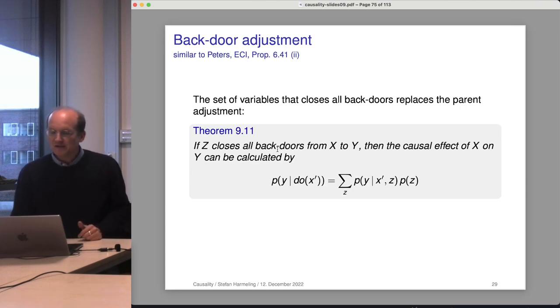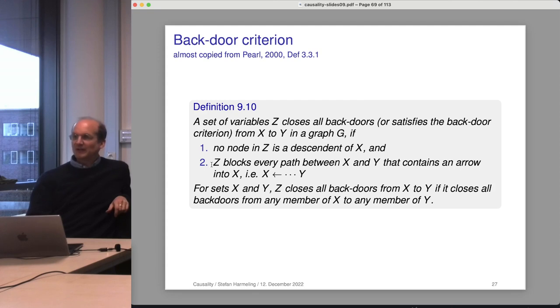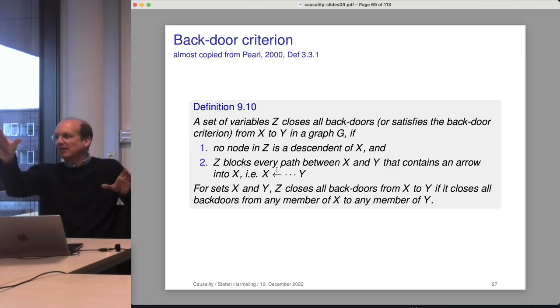So let's more formally define what a backdoor is. So a set of variables closes all backdoors from X to Y in some given graph, yeah? If the following holds, let's first look at the second one. So the second says, this set of variables Z blocks every path between X and Y that contains an arrow into X. Okay, so it kind of is acting like the parents, but maybe later along the path. So maybe a path from X to Y goes from X to a parent of X and then to some other variables and then to Y. And then along this path, I can block anywhere, and it doesn't matter whether I observe the parents or something else. So that is closing a backdoor.